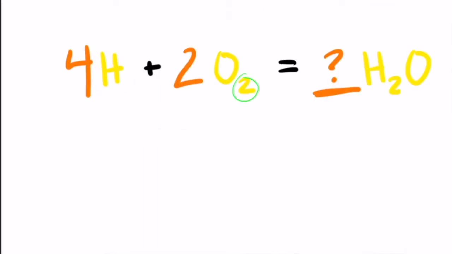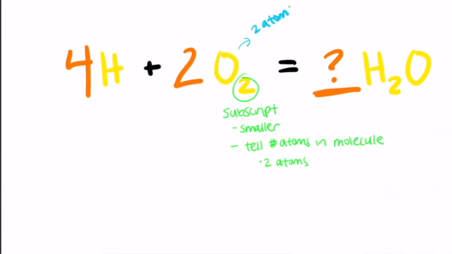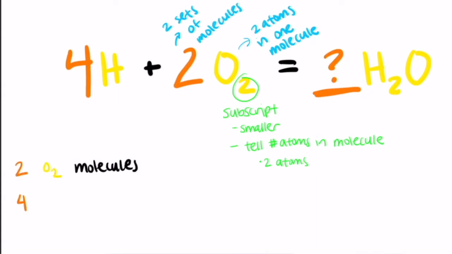The 2 is a subscript. Notice how it is smaller than the number 4. This 2 lets us know how many atoms in a molecule there are. In this case, there are 2 atoms. However, there is also a 2 in front of the O. This means that there are 2 groups of 2 oxygen atoms. So, in total, there are 2 oxygen molecules, or 4 oxygen atoms.